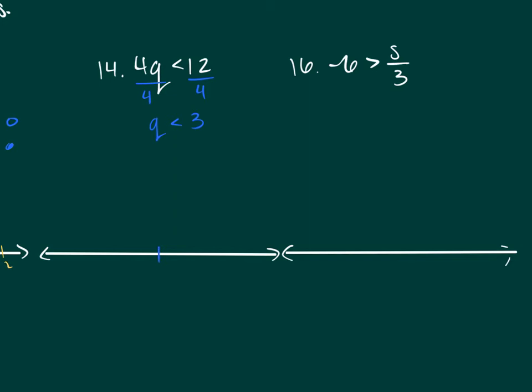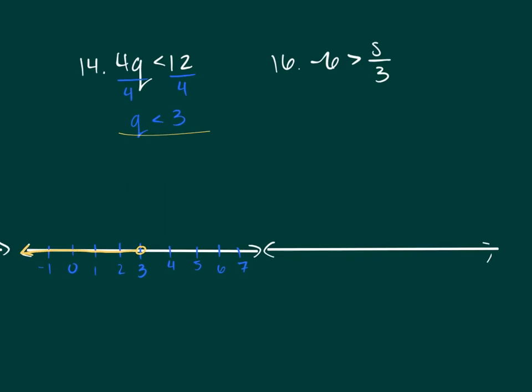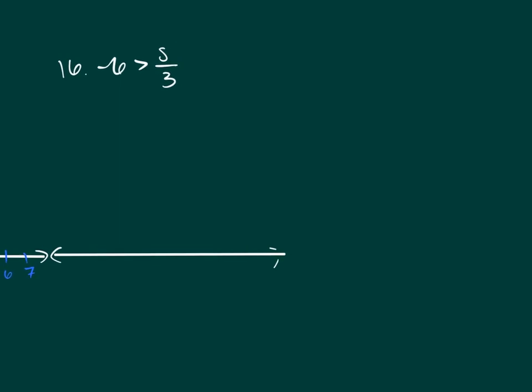So we're going to draw our numbers. 3, 2, 1, 0, negative 1, 4, 5, 6, 7. And this one again says that q is less than 3. Okay, so we have an open circle on 3 and then an arrow going to the left. There's your graph. For 16, we're given negative 6 is greater than s over 3.